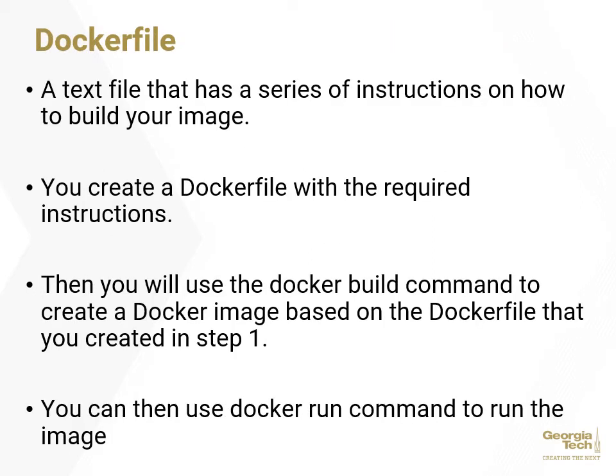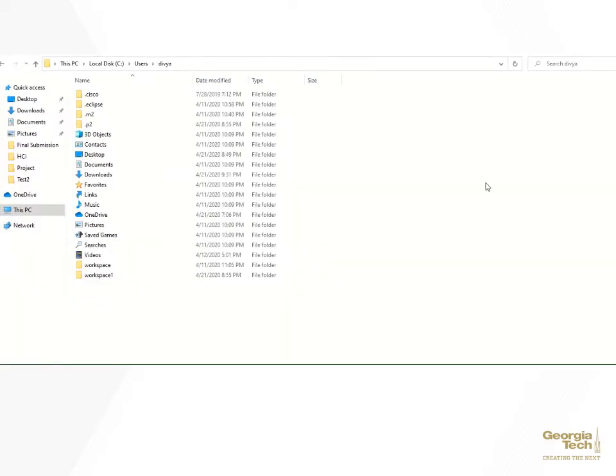So what is a Docker file? A Docker file is a text file that has a series of instructions on how to build your image. So you can create a Docker file with the required instructions, and once that is ready, you will use the docker build command to create a Docker image based on the Docker file that you created in the previous step. And once this is done, you can use the docker run command to actually run the image and see the output. Now let's see a practical demo of how we can create a Docker file. So we'll start with a simple Docker file and see how to run it.